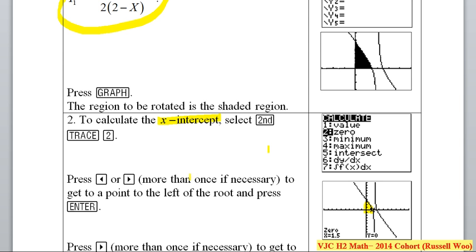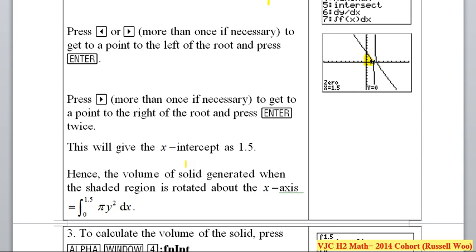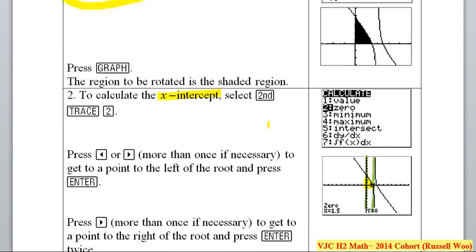So now we can safely say that, recall, volume is the integral of pi y squared dx, because we rotate about the x-axis. What are the limits? 0 to 1.5, because this is 0 to 1.5. Can? So how do we do it? Obviously, we can enter this. Let's go back here again.